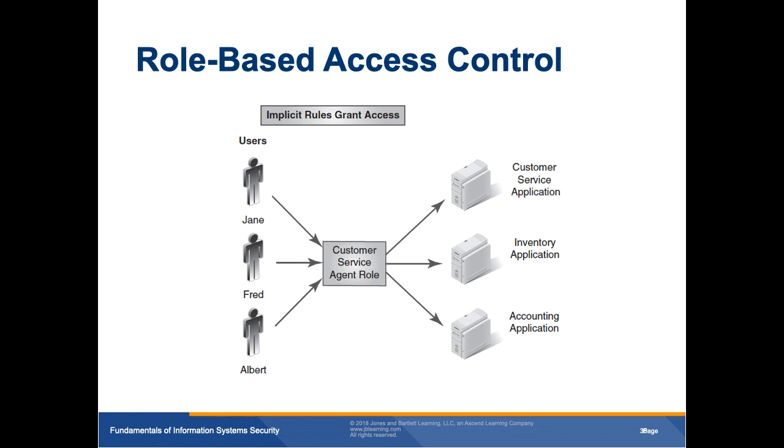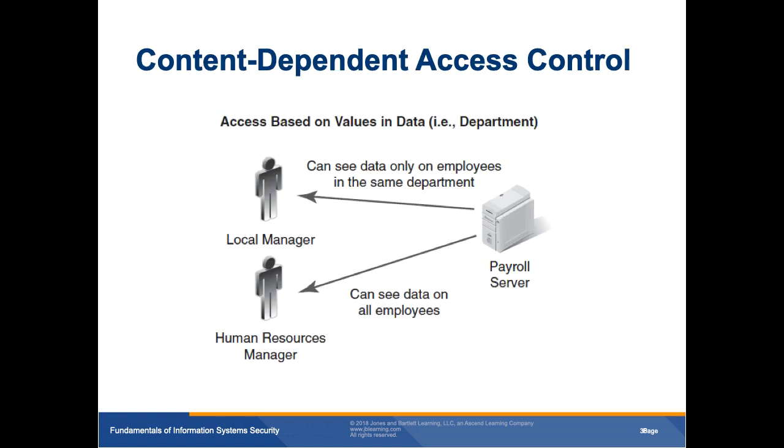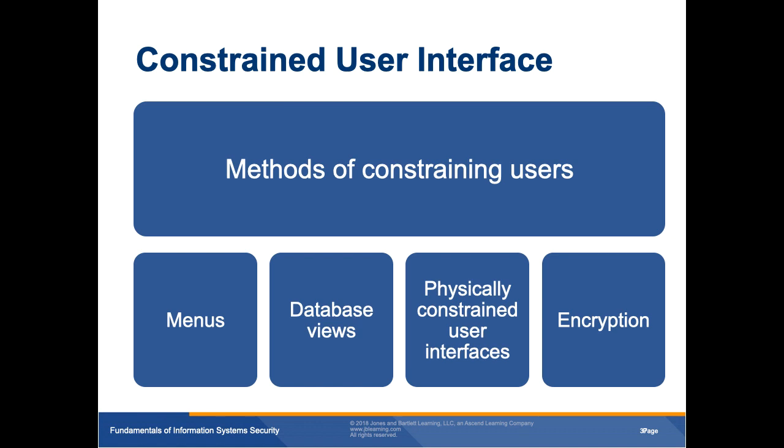But it is a good way to do it, is role-based access. Content-dependent access, you know, based on the value in data, right? I.e., your department, right? So the local manager can only see the employees in the same department, whereas the human resources manager can see all employees' data, based on the data value assigned to them, right? So the content depends on what they can see.